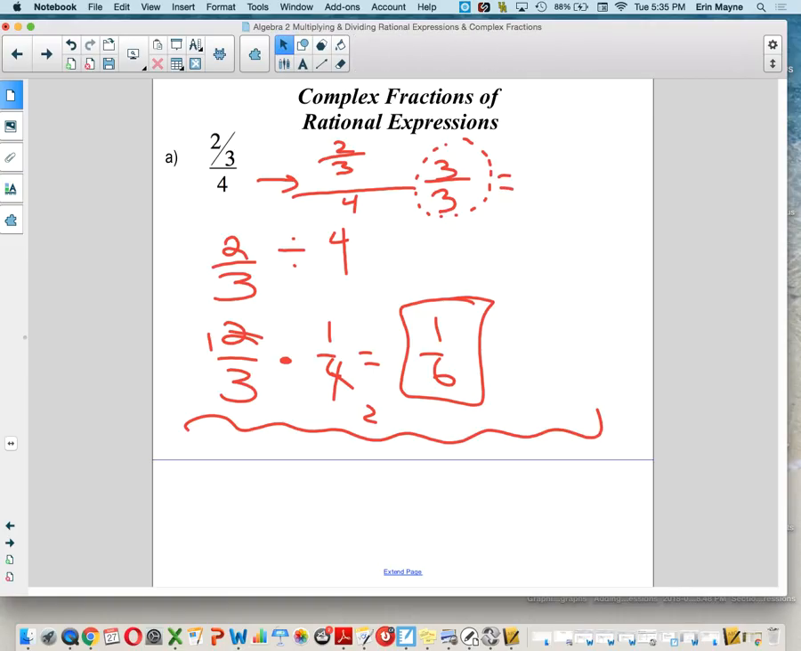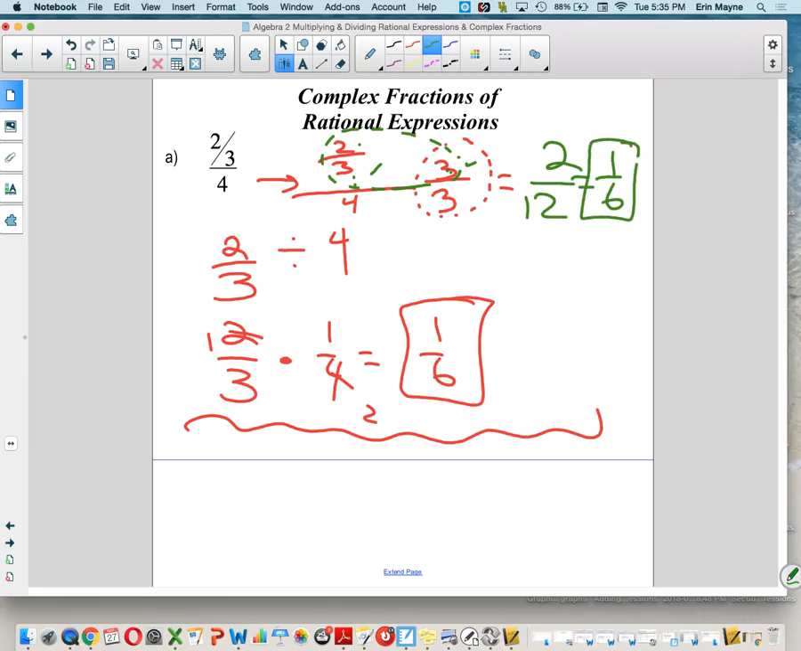Because what I don't like about a complex fraction is having a fraction in the top or in the bottom. Well, what is 2/3 times 3? It's 2. Multiplying by that denominator here and here, therefore the combination of these cancels that denominator. I'm left with 2. What's on bottom? I'm left with 12. Basic multiplication of fractions. What does that reduce to? 1/6.